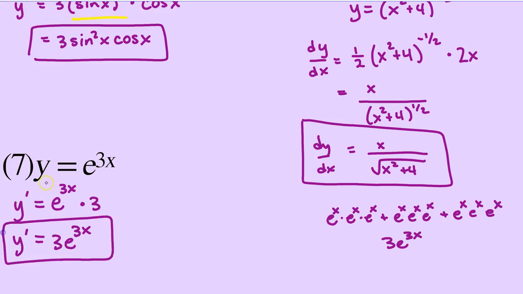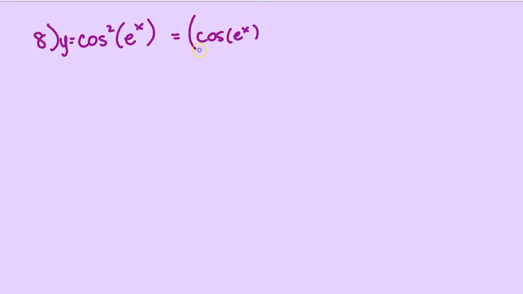Okay, so let me squeeze in a bonus problem for you. Since I didn't give you one that had 3 layers, I think we ought to do that. Suppose we have cosine squared of e to the x. I should call that something. Let's call that y. So remember, this is the same as cosine of e to the x all squared. So the outermost layer is the squaring function, the middle layer is the cosine function, and the inside layer is the e to the x function.